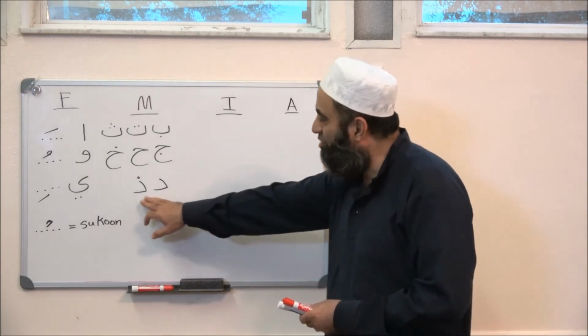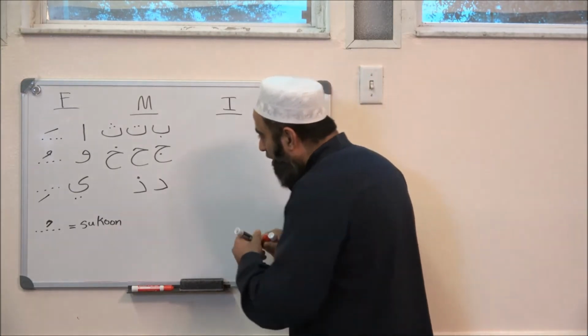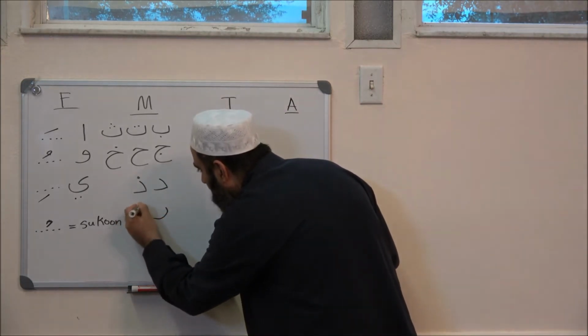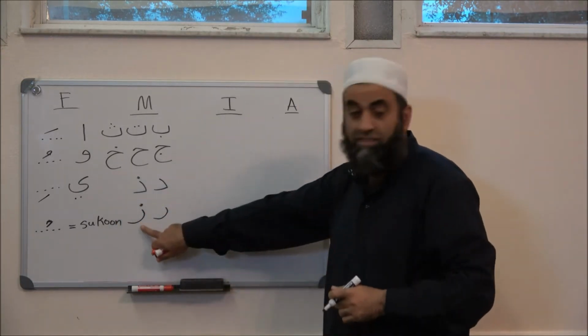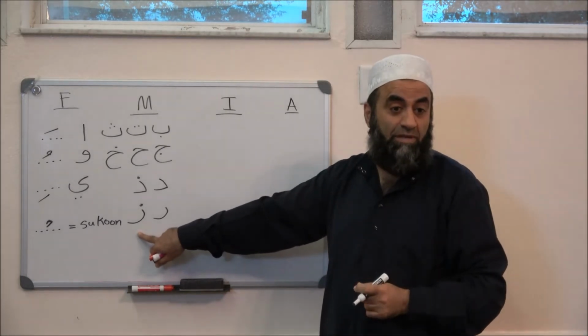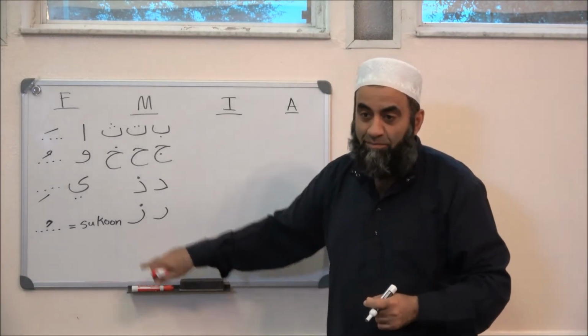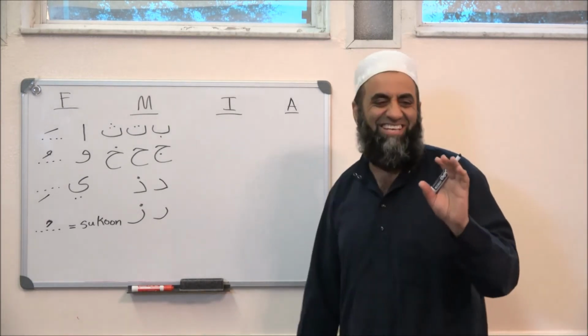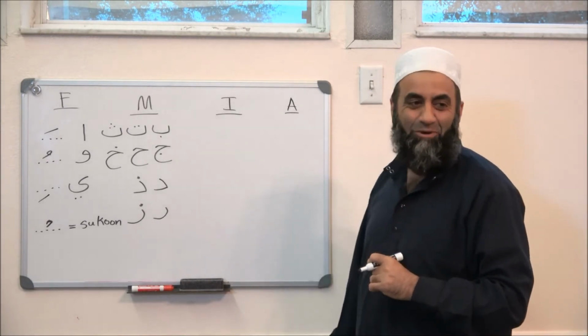Okay, so now we bring the other two sisters, Ra and Za. Don't make mistakes in this letter. This is the first letter by name. If you make a mistake here, then I'll think twice about giving you the certificate. No, just joking, inshallah. I love you all.